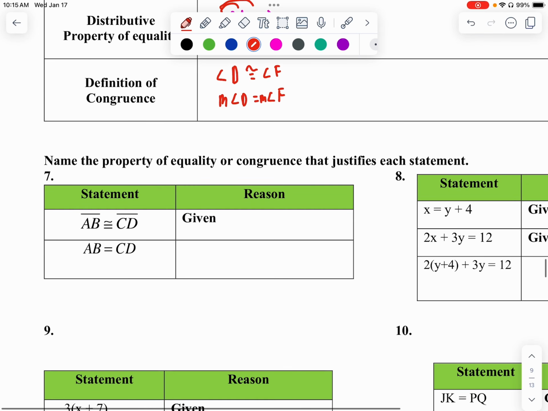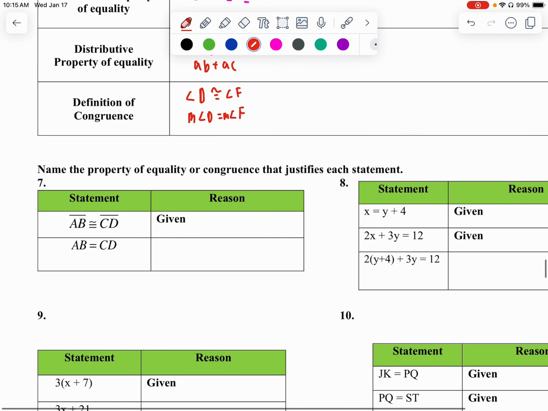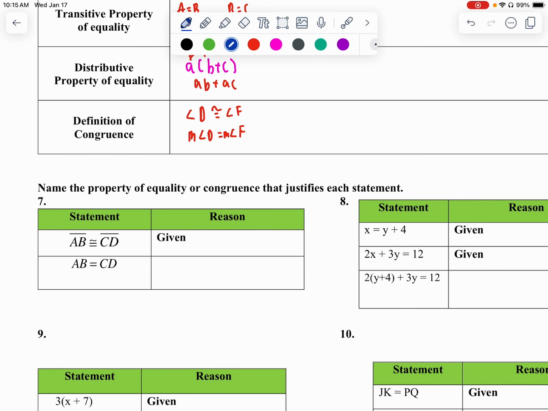So let's go through and see some of these. These will be a little bit different than what we saw in the front. First one, number 7, is AB is congruent to CD, and then AB equals CD, and I want to see the reason for that. And our reason is that when things are congruent, they are equal. It kind of goes back and forth. So I could say this is the definition of congruence.